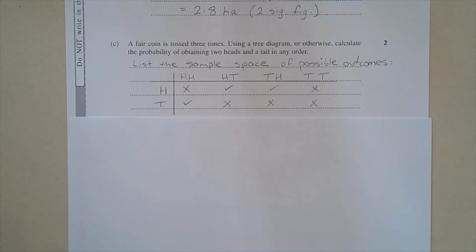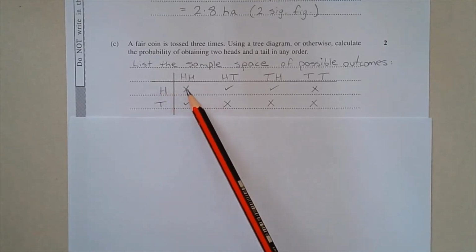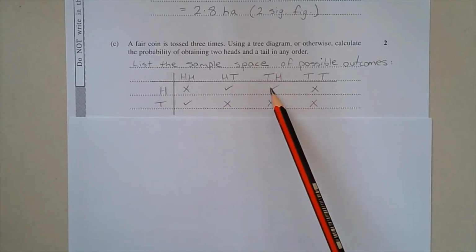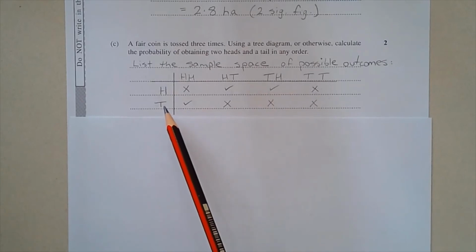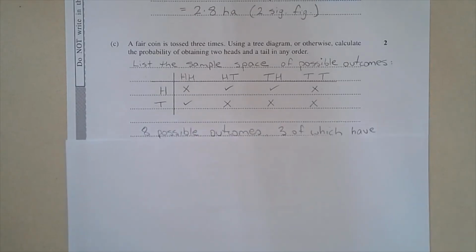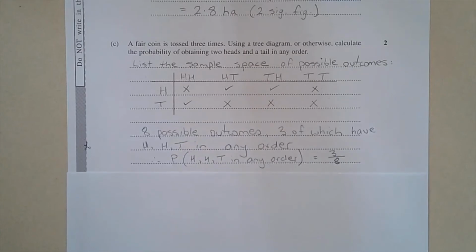So we're interested in the outcomes that have 2 H's and a T in any order. So H, H, H is out, of course. H, H, T is in. H, T, H is in. And the only other one is T, H, H. So there's 3 outcomes, or 3 out of the 8, that have 2 heads and a tail in any order. So therefore, the probability of 2 heads and a tail in any order is 3/8.